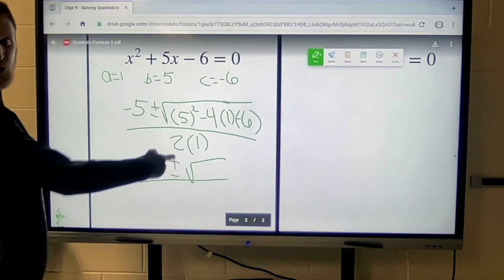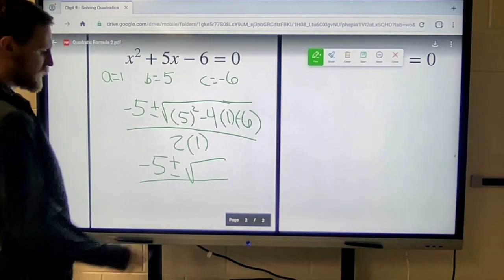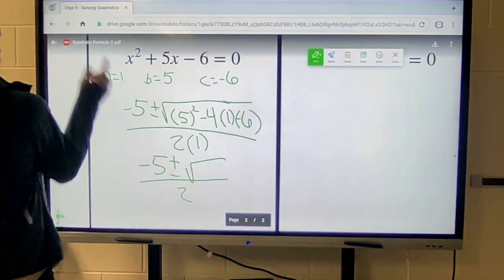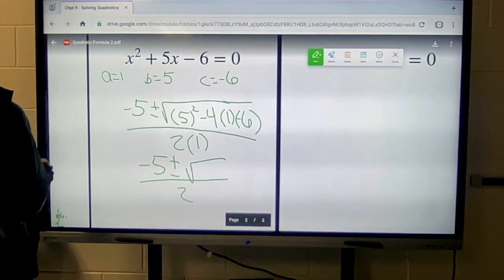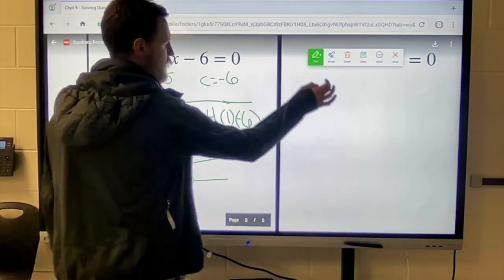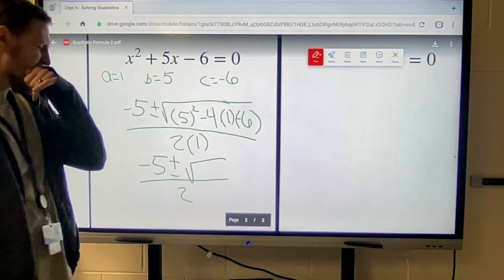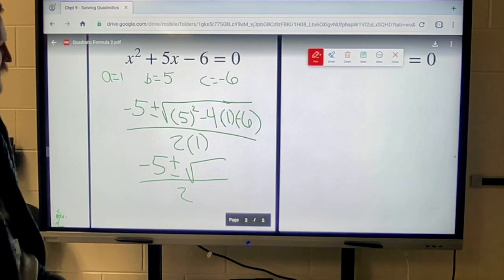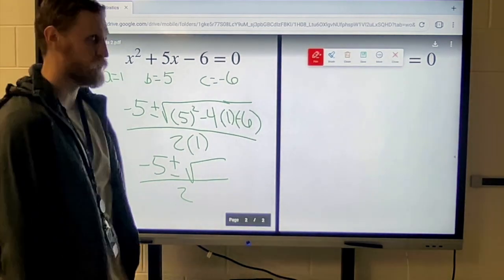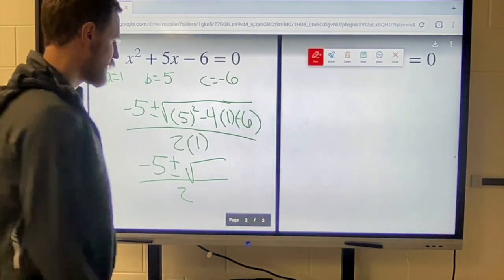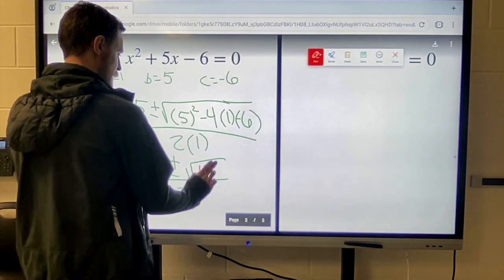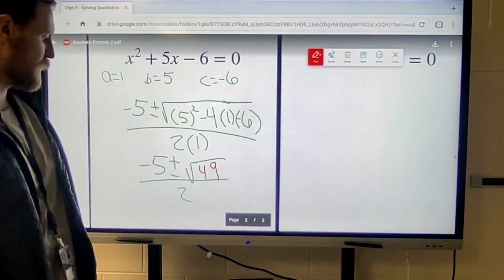And then you can go ahead and combine the bottom two. Like 2 times 1 is obviously 2. Let me use a different color for that one. We'll use red. So 5 squared is 25 minus 4 times 1 times negative 6. That's plus 24. So you do it on your calculator. I'll do it in my head. And it's 49, I hope. And if not, that'd be weird.